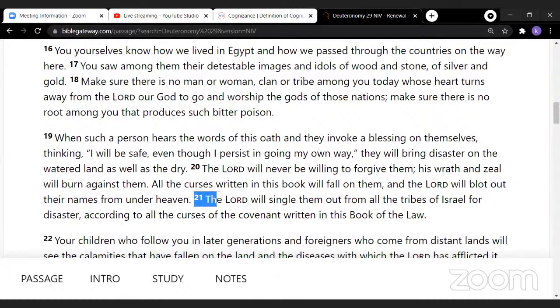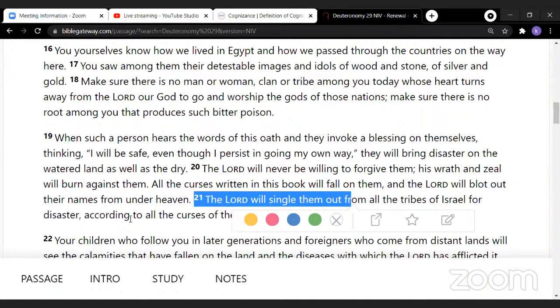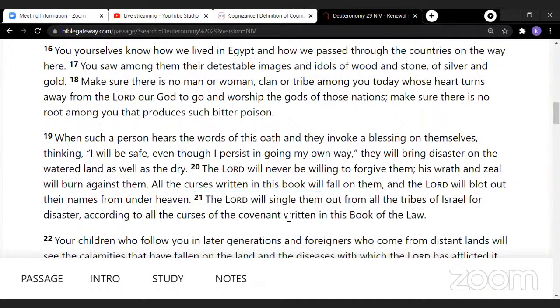Can I point this out? Verse 21. It says the Most High will single them out from all the tribes of Israel for disaster, according to all the curses of the covenant written in this book of the law. Wow.